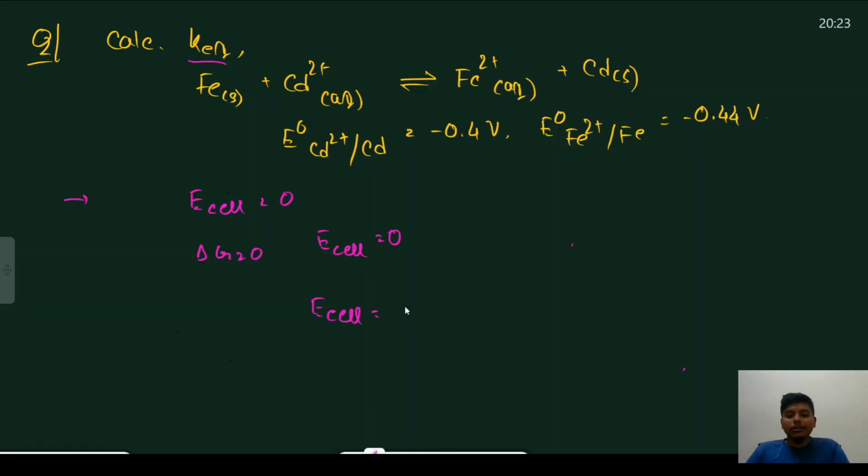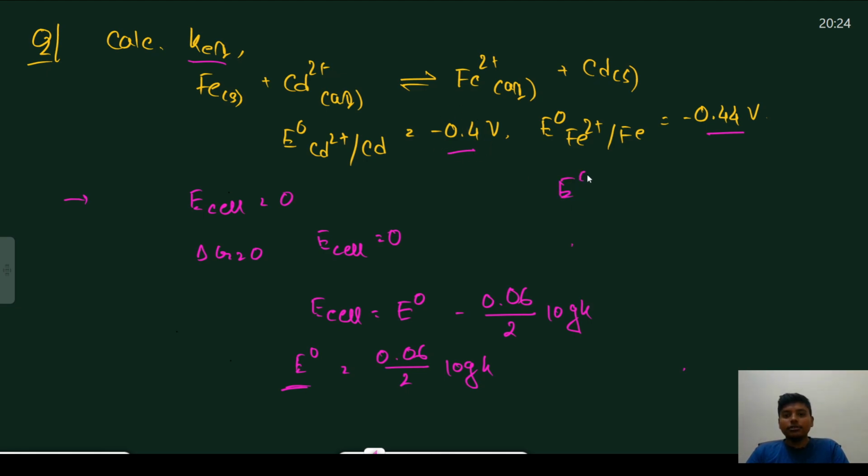So E cell is equal to, we know E naught cell minus 0.06 by n. What is the n value? 2, log K equilibrium. Yes or no? So E naught cell is equal to 0.06 by 2 log K. So what is the E naught cell value? Cathode minus anode, or high minus low? So high minus low. Am I correct? No, wrong. This is the high value.